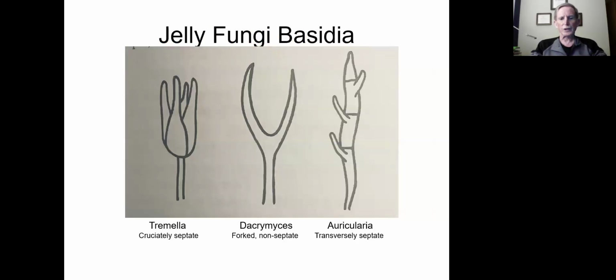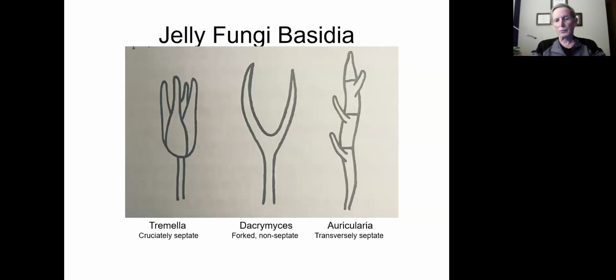So here are three very typical forms. This is out of a book called The Fifth Kingdom by Bryce Kindred, and it's in my references at the end of the talk here as one of my, I would call it the Bible of practical mycology, perhaps, for me. So you'll see Tremella. You'll recognize that maybe. That's the most common. They used to all be called Tremella, and many of them still are. So it's called cruciately or four-way septate.